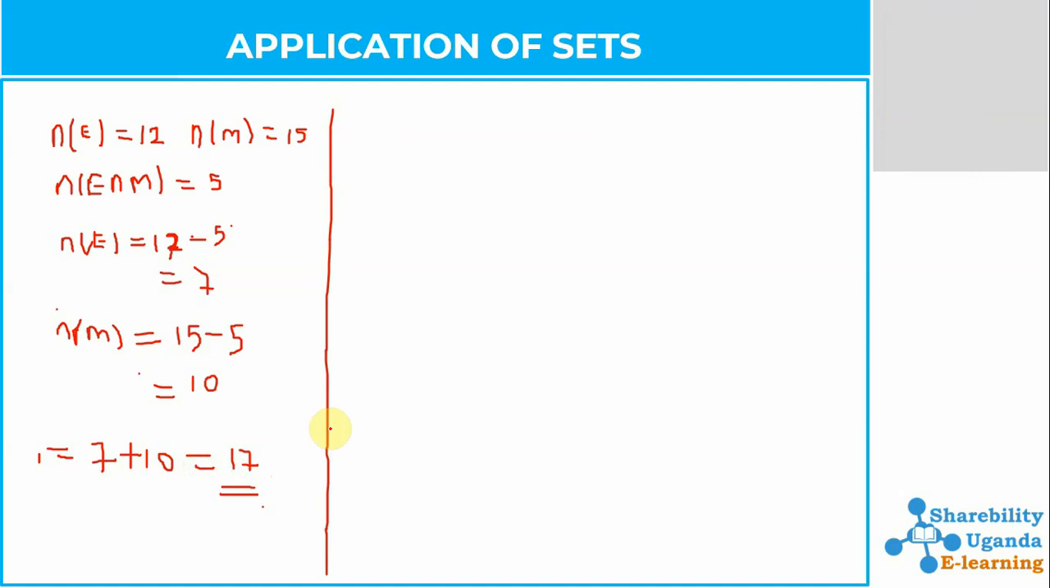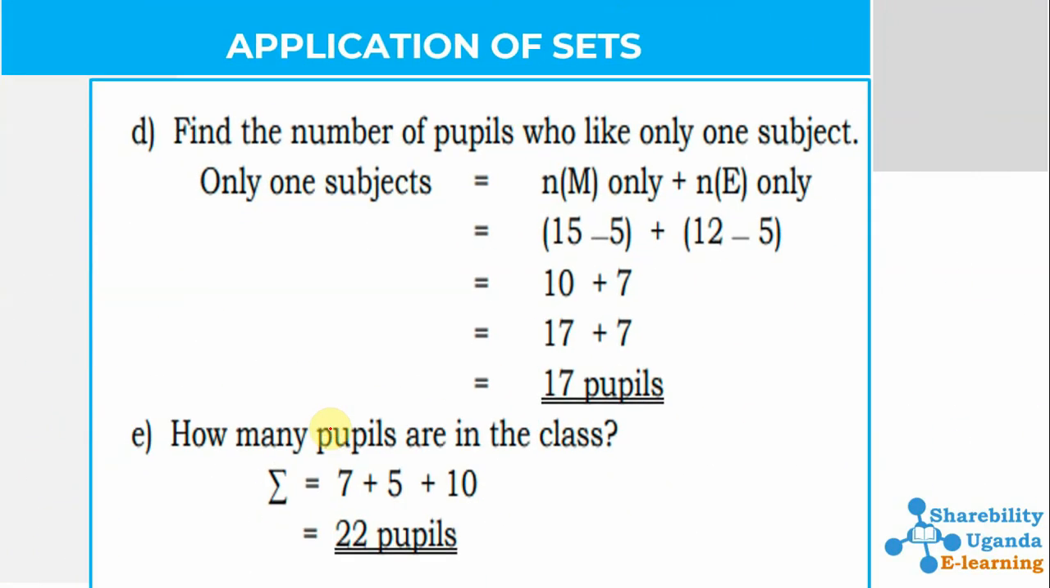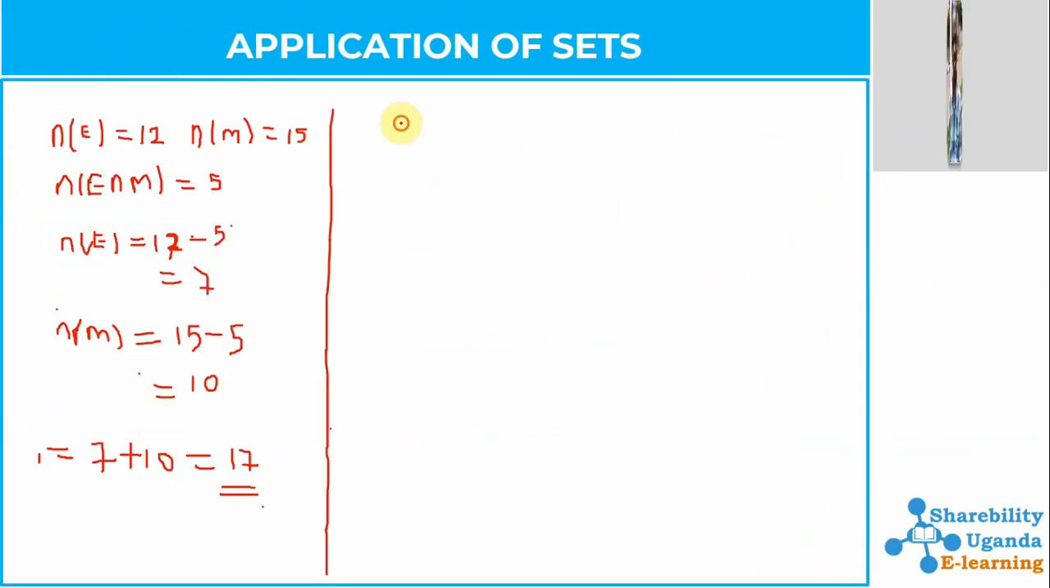So to make a recap of this, we can say in so doing this, those people who only do one subject, we just only need to understand those people who do only mathematics and those people who do only English. Then we add them and get the total number of people who do only one subject. Then also let's look at how do we get the total number of people within the whole class.